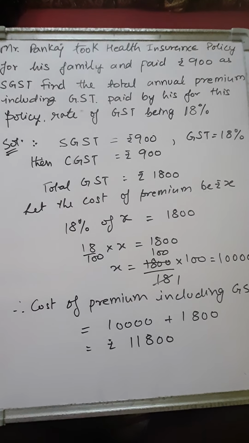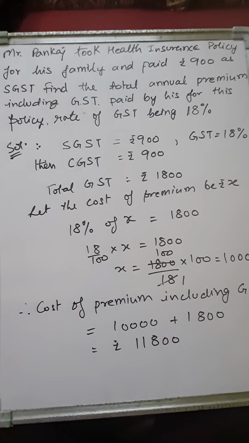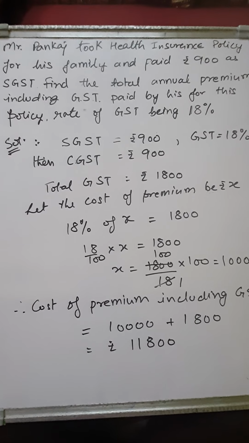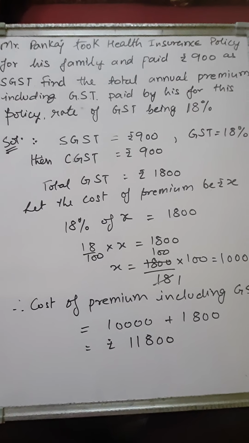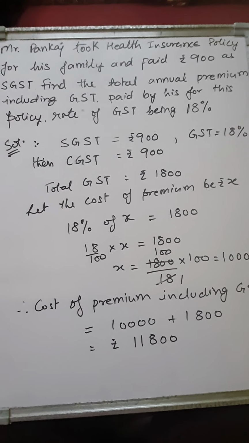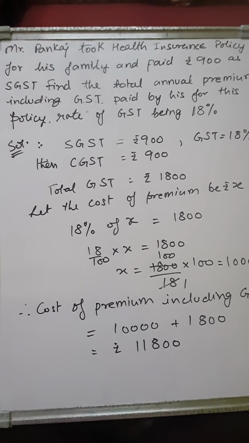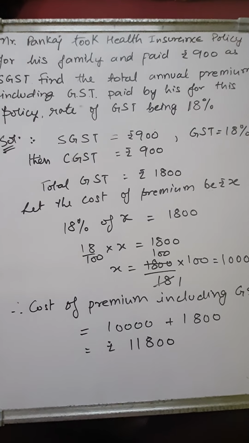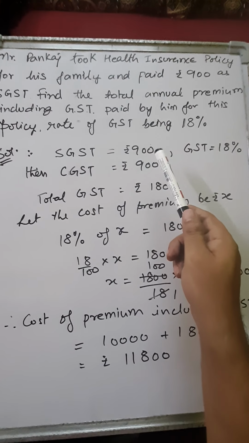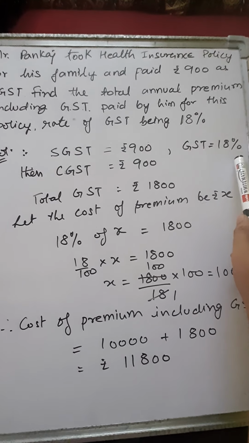Let's see another sum. Mr. Pankaj took a health insurance policy for his family and paid rupees 900 as SGST. That means separately they have given the SGST paid by Mr. Pankaj is rupees 900. Further, the question says find the total annual premium including GST paid by him for this policy, the rate of GST being 18%. So SGST we are given as rupees 900 and GST, total goods and service tax, is charged at 18%.